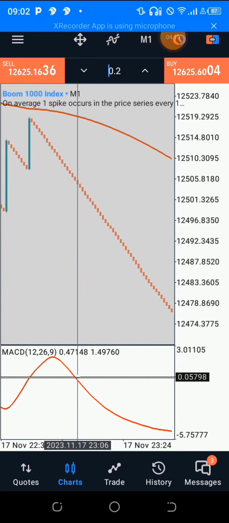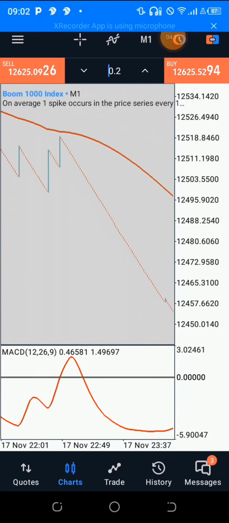So our TP is 5 to 7 candles. But where do we place our stop loss? Where do we place our stop loss?